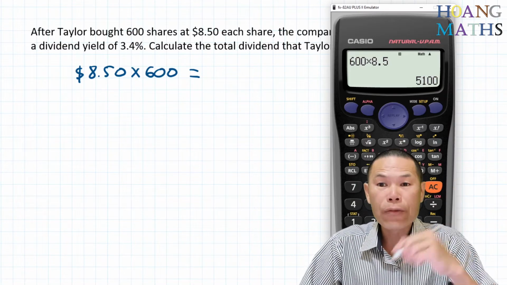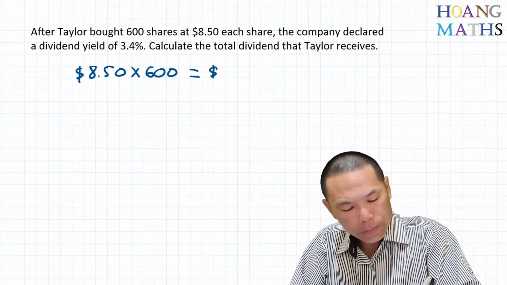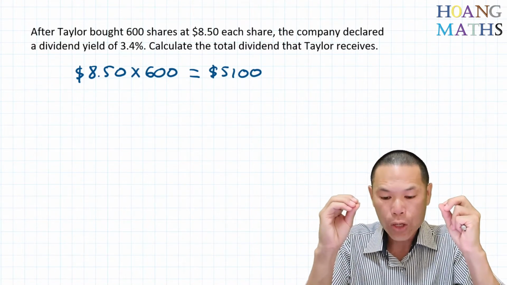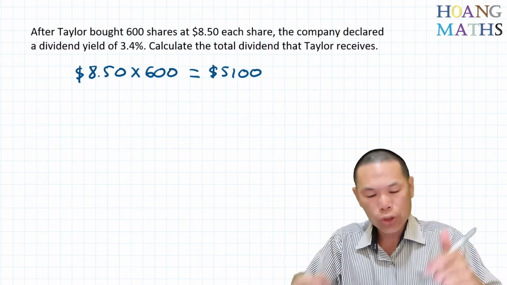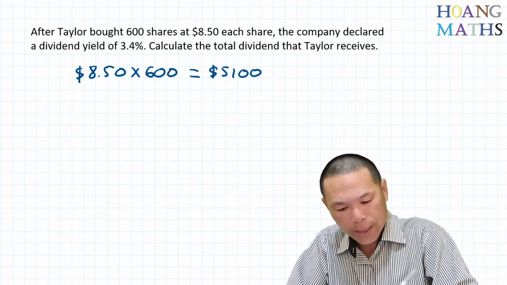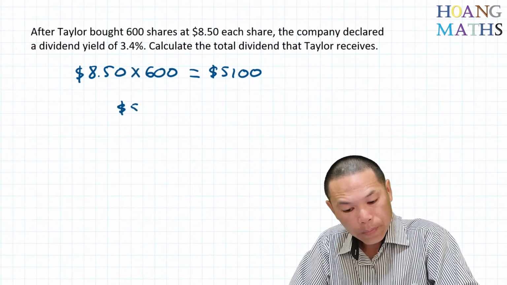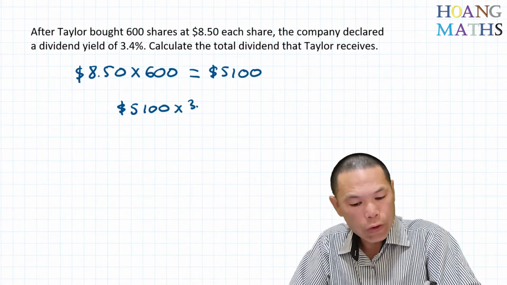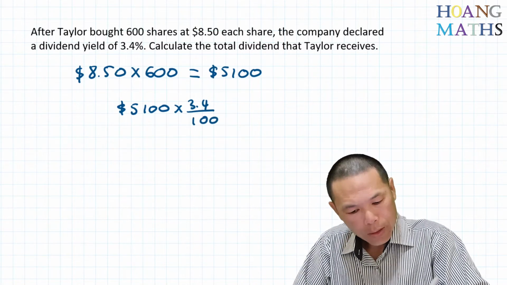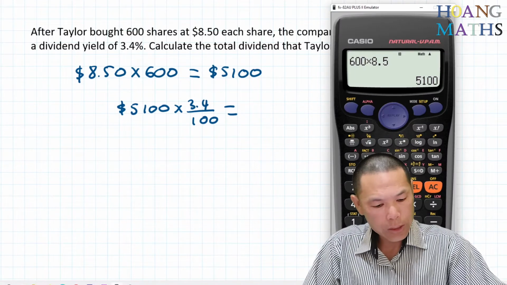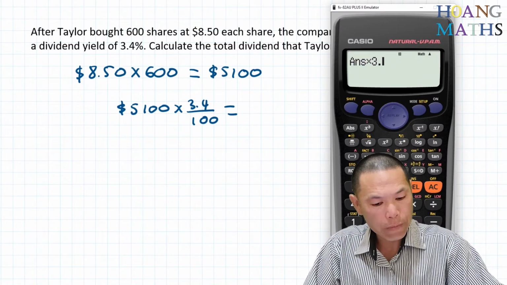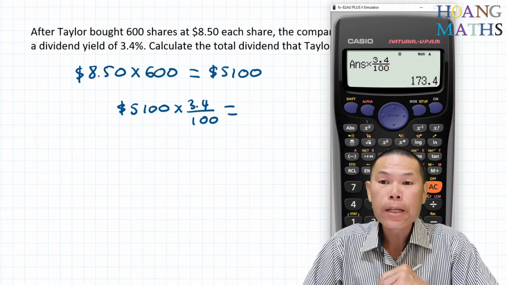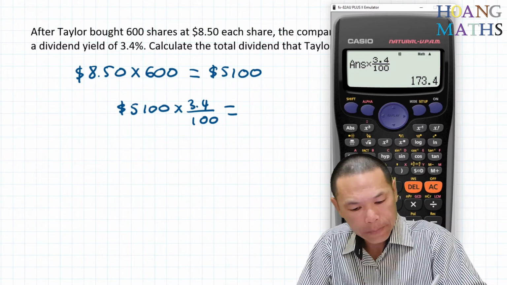That is $5,100. That is how much Taylor has in the company. Now to work out the dividend, she only gets 3.4% of that. So that means 5,100 times by 3.4%. Percent means per 100, so let's just go answer times 3.4 per 100. There you go, $173.40.